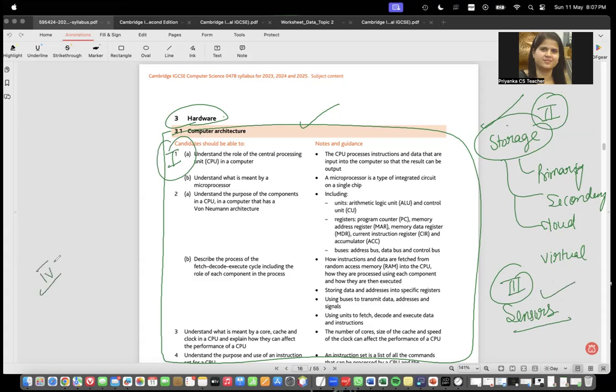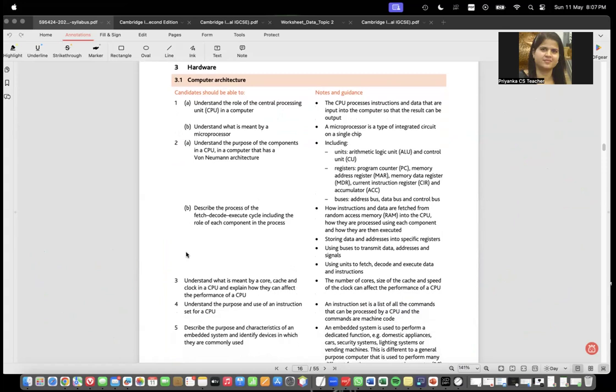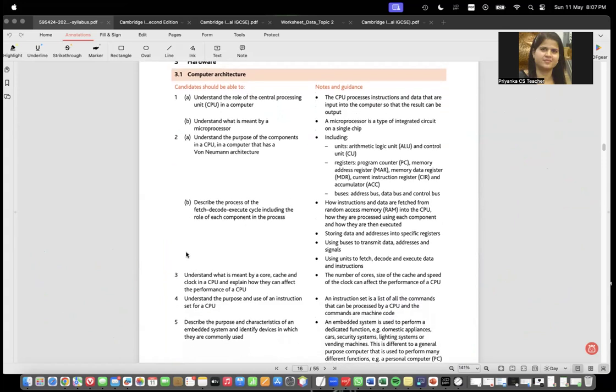And the fourth and last priority is input and output devices. If input and output device based questions come, it will be a maximum of 5 marks, not more than this. Now, let's talk about computer architecture. One by one, we will discuss.